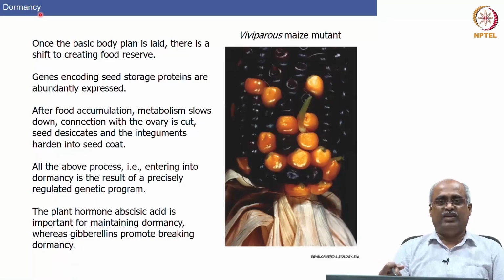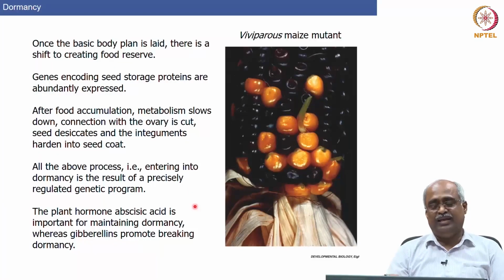Basically everything becomes very compact: packed food reserve, and then the embryo alone. And all are protected by the seed coat, which is basically the integument that hardens into seed coat. Obviously all of these processes are quite complicated and have to happen in a certain order, and therefore it is all very well and precisely controlled by a genetic pathway which is still being elucidated.